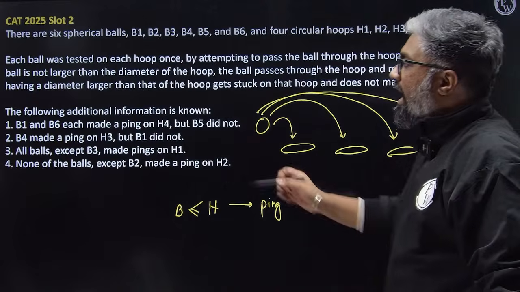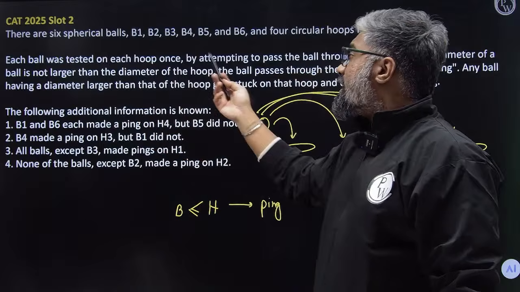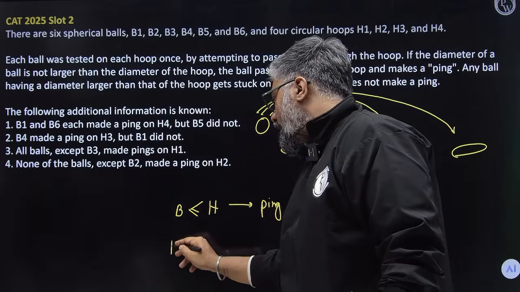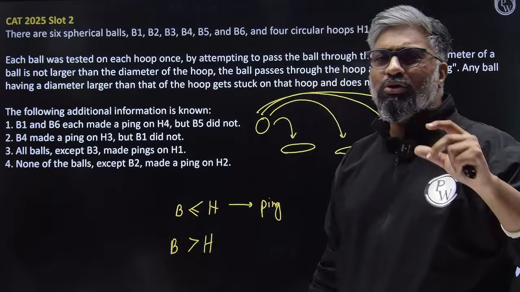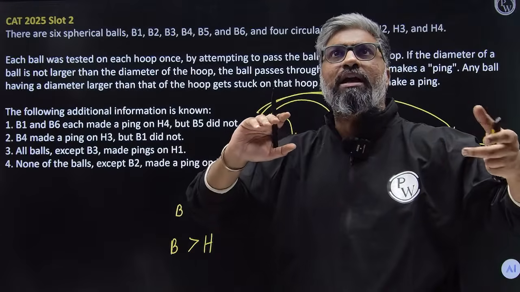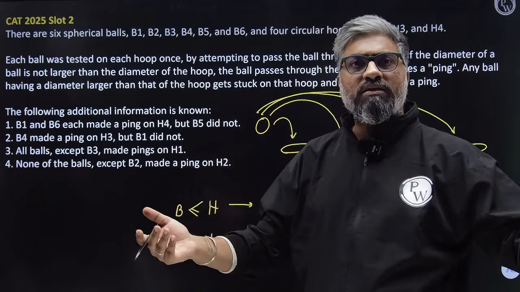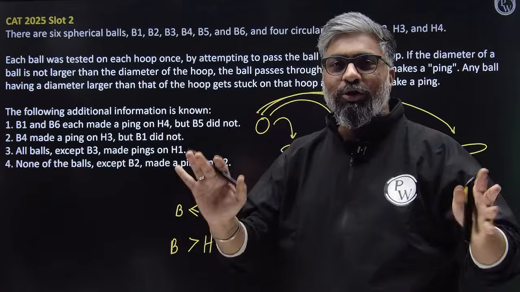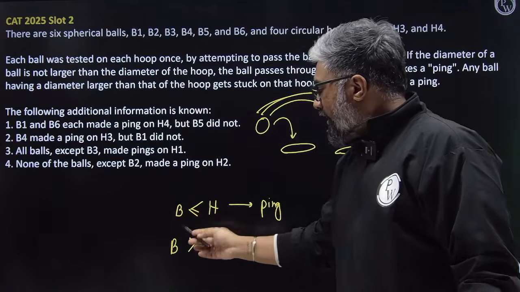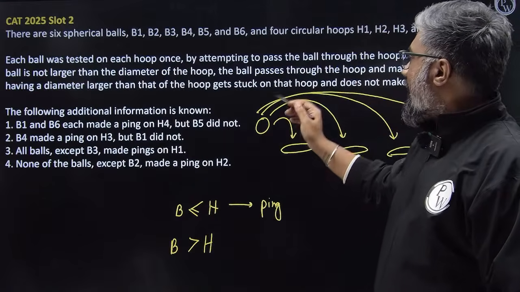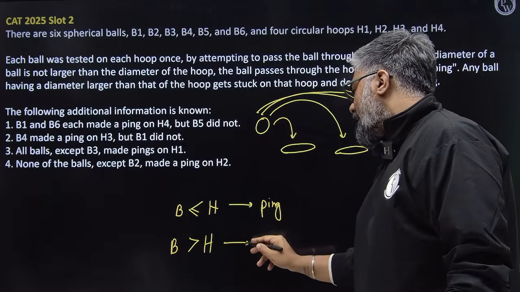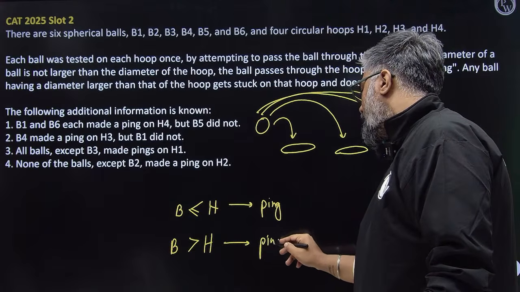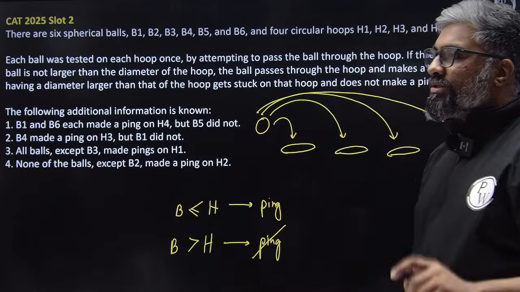Any ball having a diameter larger than that of the hoop, if the ball is bigger than the hoop, simple, don't go too deep into diameter. Should I calculate the area, the curved surface area, the volume? Don't overthink. If the ball is larger than the hoop, it will get stuck and does not make a ping. So there will be no ping here. Simple.